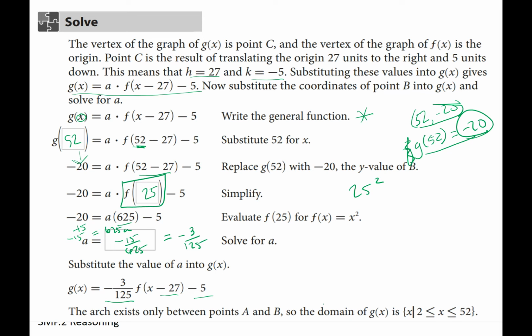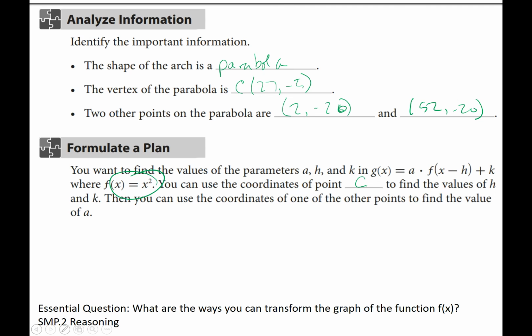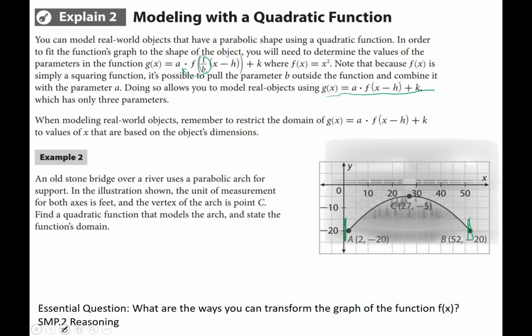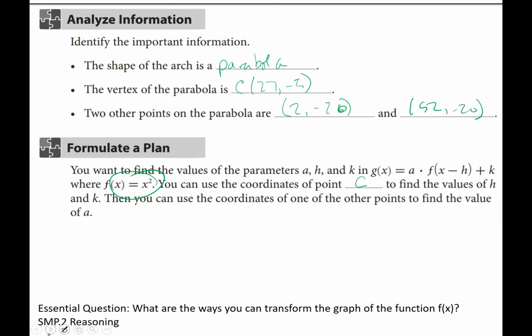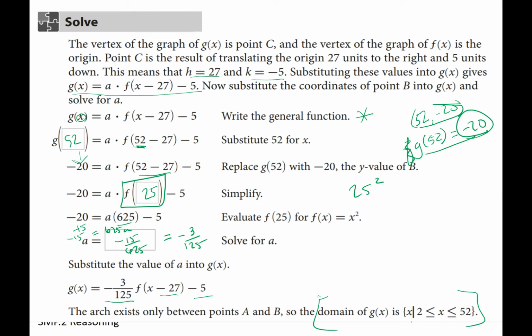Now we were supposed to talk about the domain, right? And again, I don't care which type of notation you use. They use the set notation there. So all I have to do for the domain, remember it's x values. So I'm going to go back here. I'm going to leave the beginning and the end x value and put those on either end of the domain.